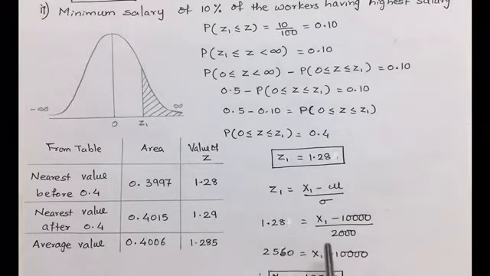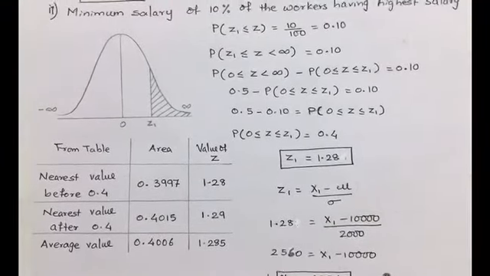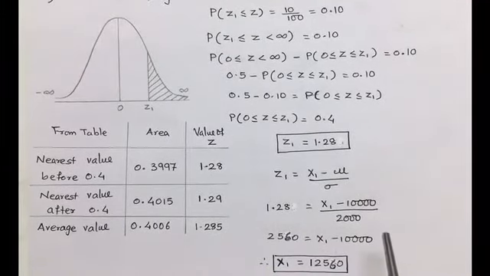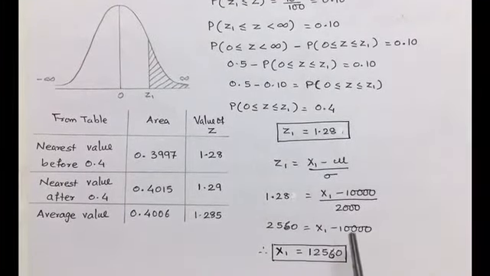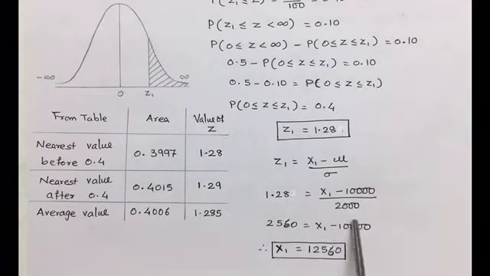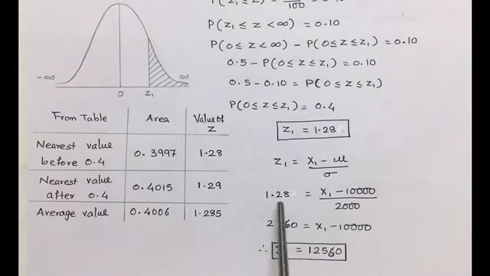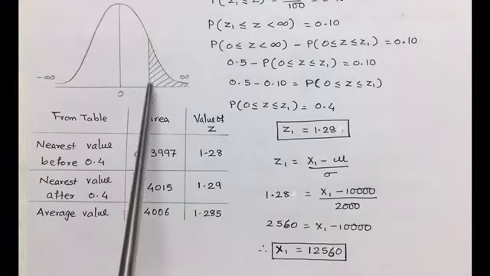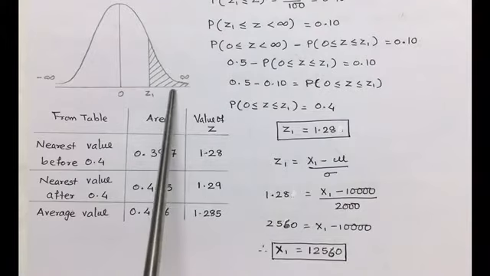Now converting Z1 into X by using the formula (x1 minus mu) upon sigma, keeping the value of Z1 as 1.28 and keeping the value of mu and sigma as 10,000 and 2,000 respectively, taking the cross multiplication and solving, we get the value of x1 as 12560, and 12560 is the minimum salary for highly paid workers.